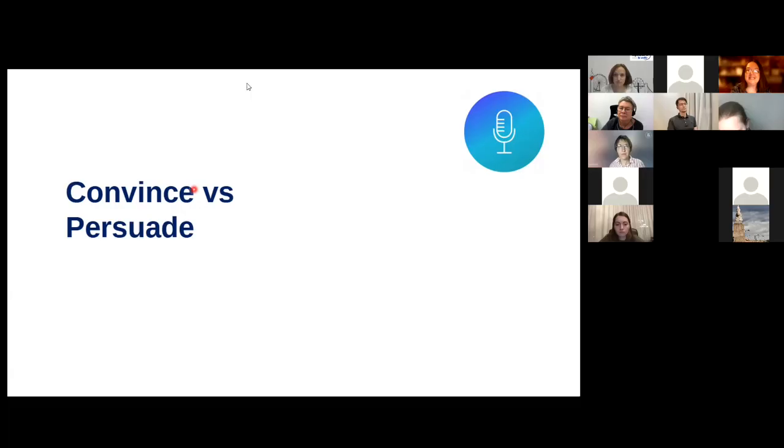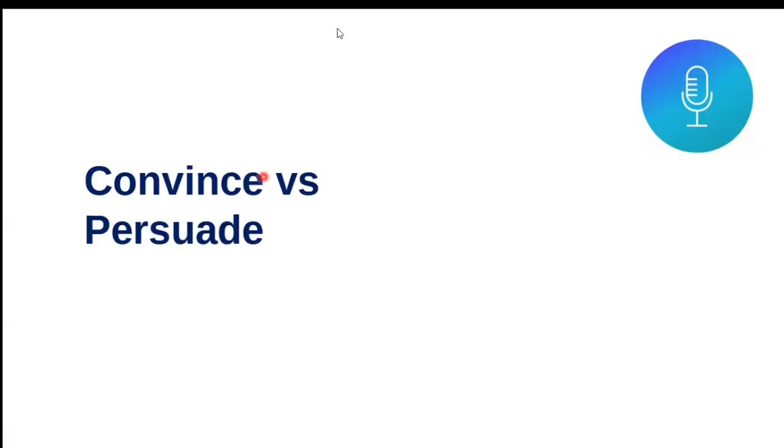I suppose in theory, you could convince somebody without persuading them to do something. But in theory, you could also persuade someone to do something without actually convincing them that you're right, but by using some other means to get them to do something. We are mostly interested in both, basically, both convincing people and persuading them in this session.